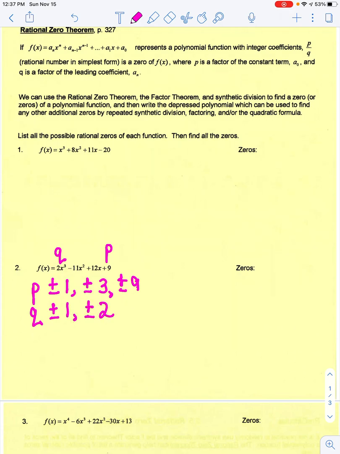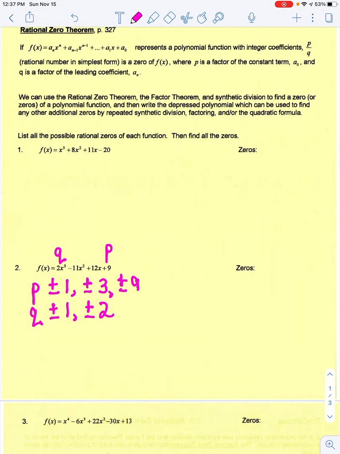And they're both positive and negative because zeros can be either positive or negative. A zero that is positive is a zero that is to the right of the origin. Remember, zeros are where the graph crosses the x-axis. And zeros that are negative are zeros to the left.